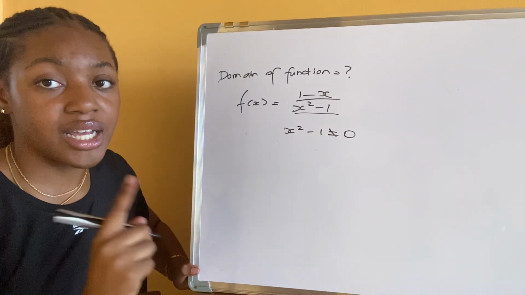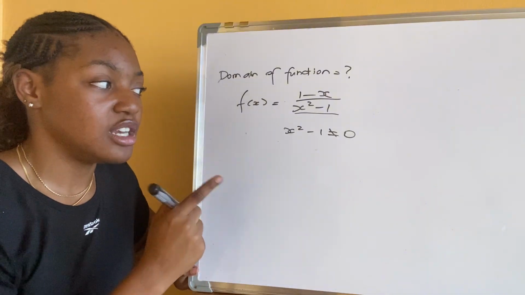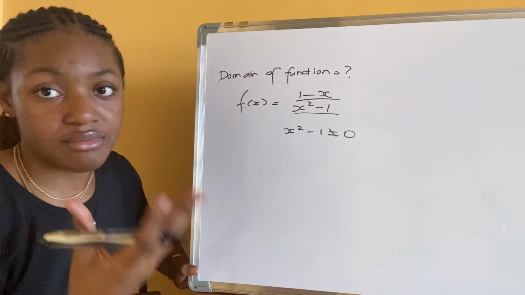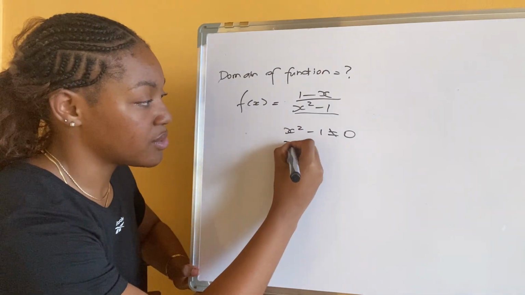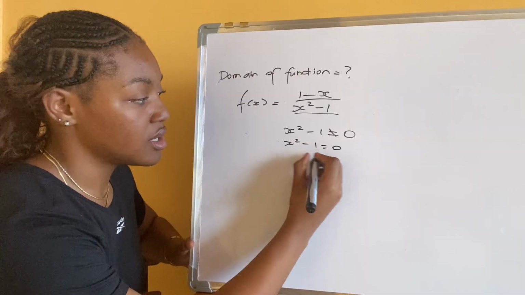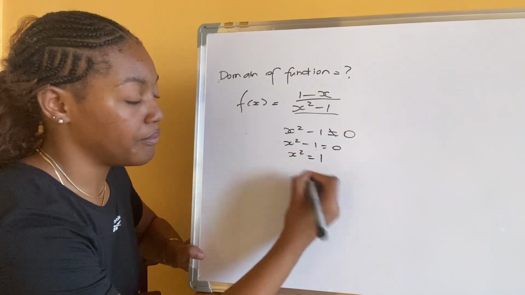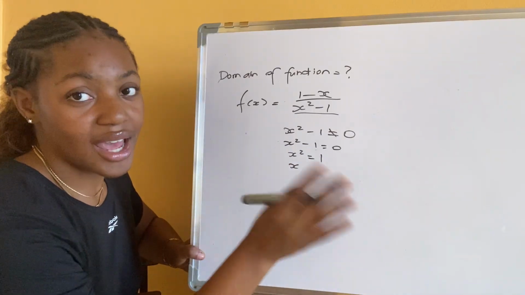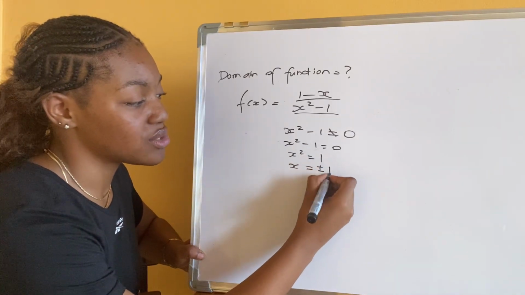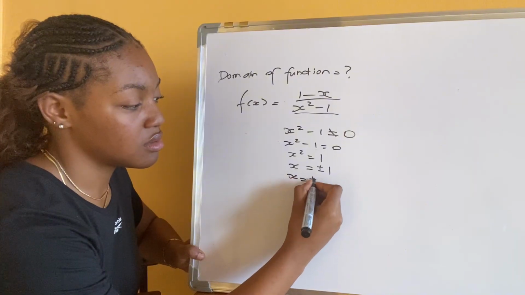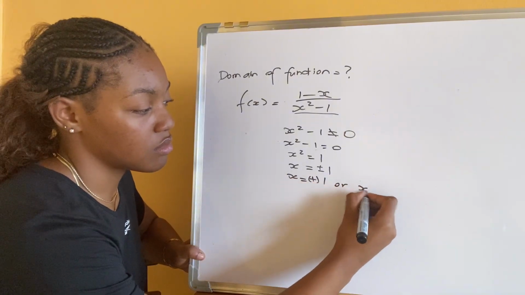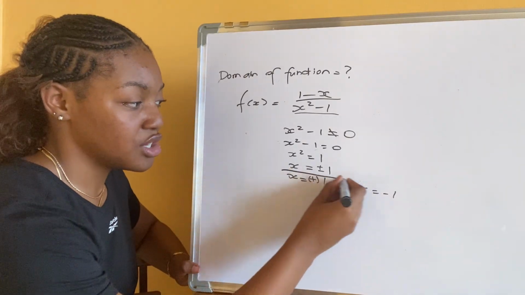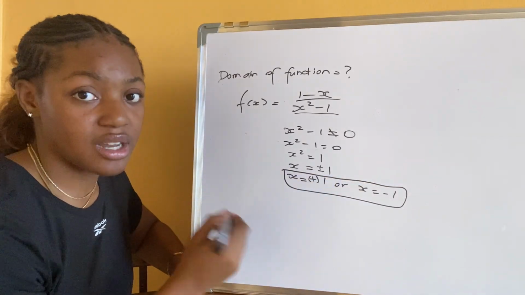So we're going to find the x values that make the denominator equal 0 and exclude those from our domain. So we're going to have x squared minus 1 equals 0. x squared equals 1. Square root both sides, x is equal to plus or minus 1. So that means that these values should be excluded from the domain.